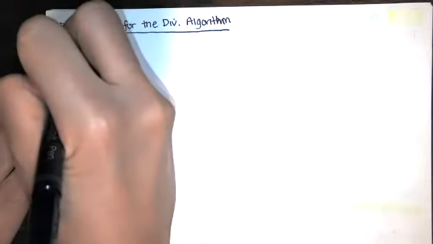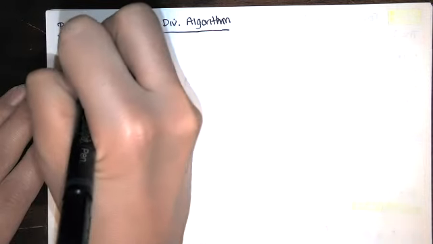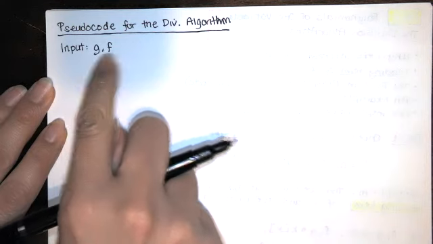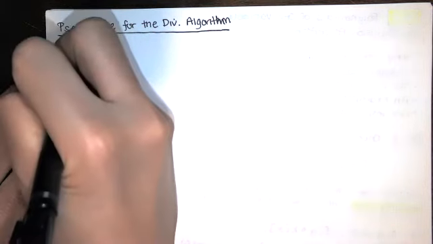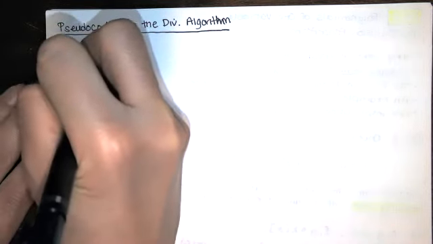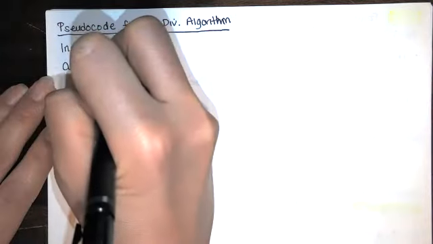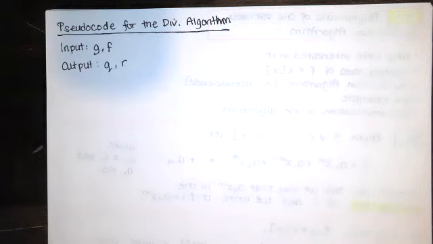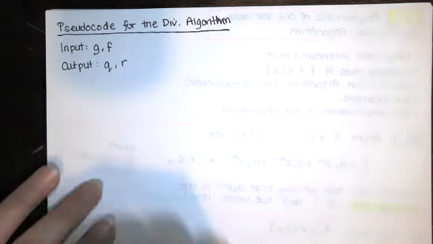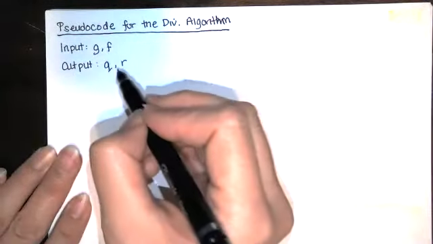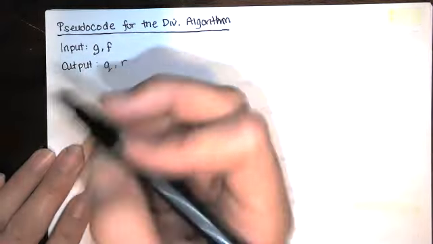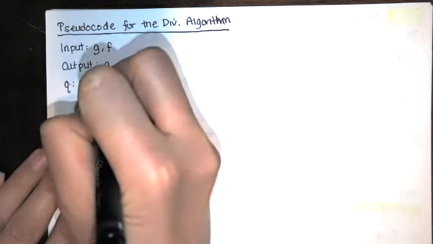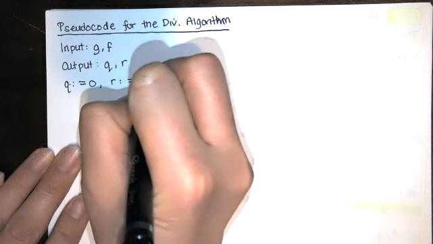So we're going to start with G and F. Degree of G has to be less than the degree of F. And our output will eventually be a quotient and a remainder. So we're basically taking F and dividing it by G, and we're saying, well, what does the quotient have to be? What does the remainder have to be? Well, in order to figure out what that quotient and remainder would be, initially we set Q equal to 0, and we set the remainder equal to F.